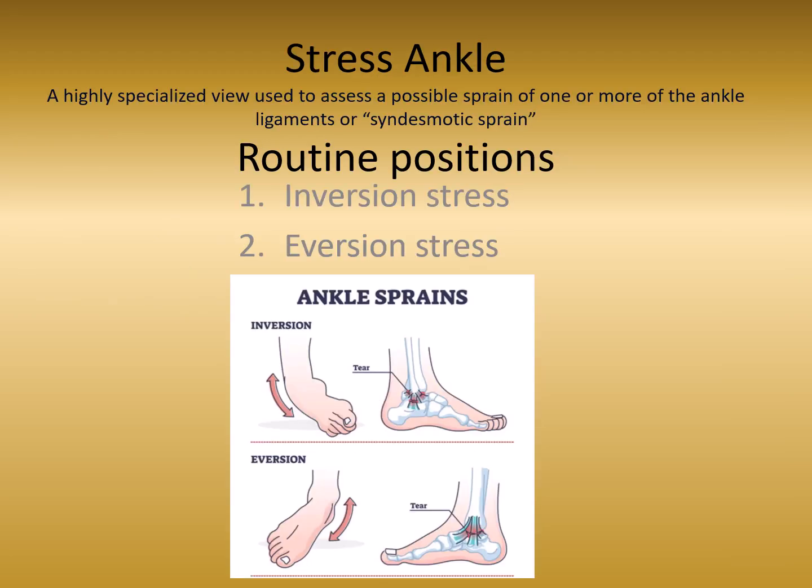Okay, stress ankle images are positions that are ordered to assess a tear to the ligaments that connect the tibia and the fibula bones together. It's called a syndesmotic sprain. So we'll do what they call inversion and eversion stress ankle views to assess for a syndesmotic sprain.